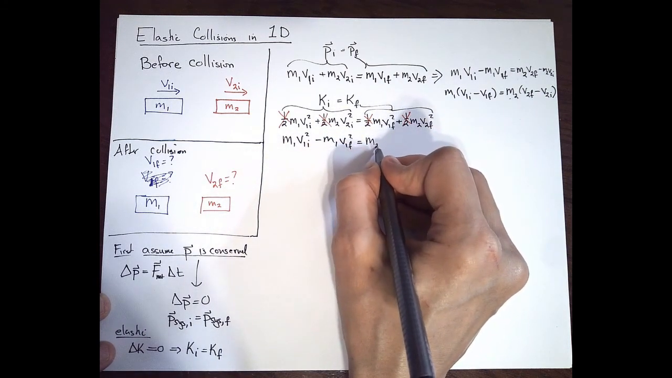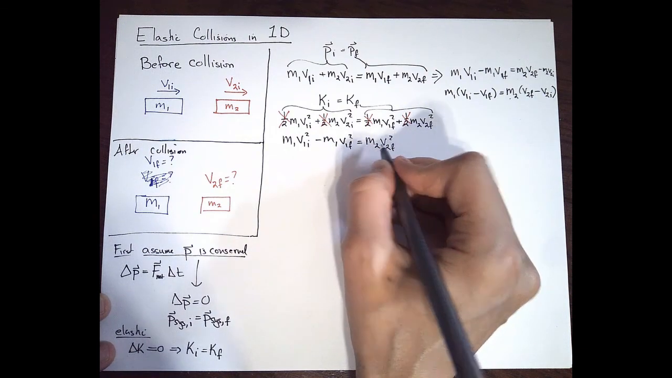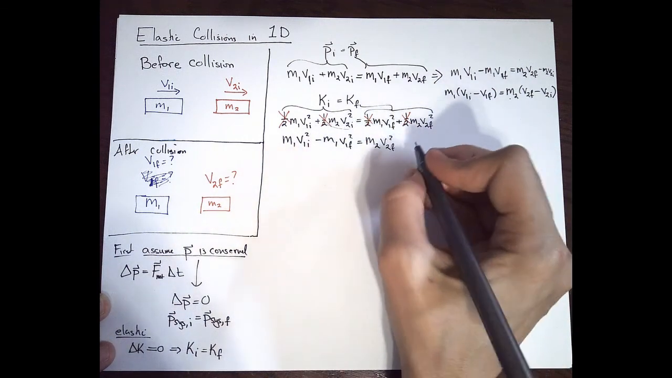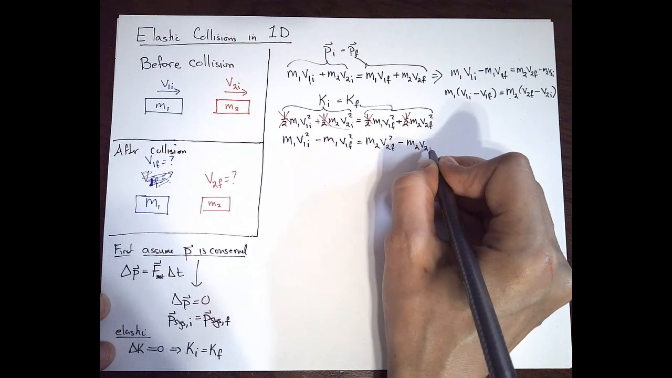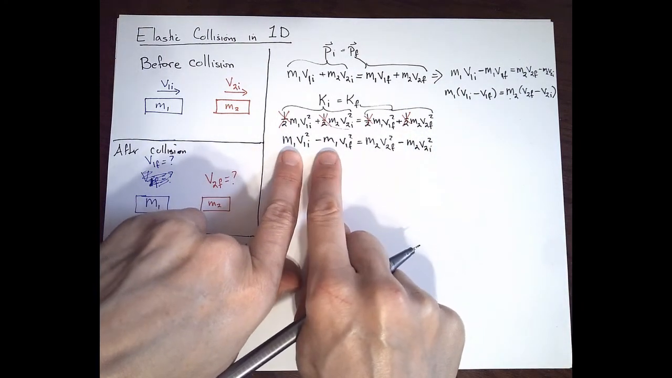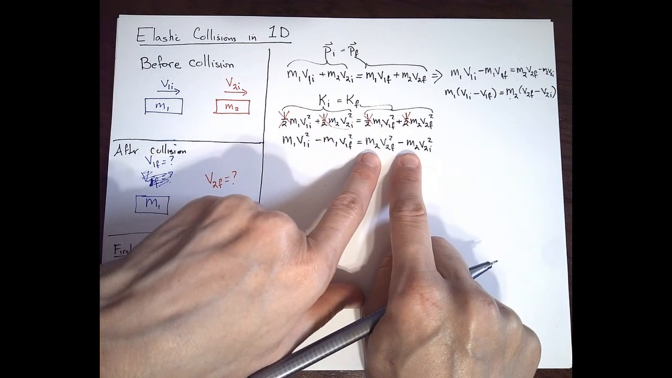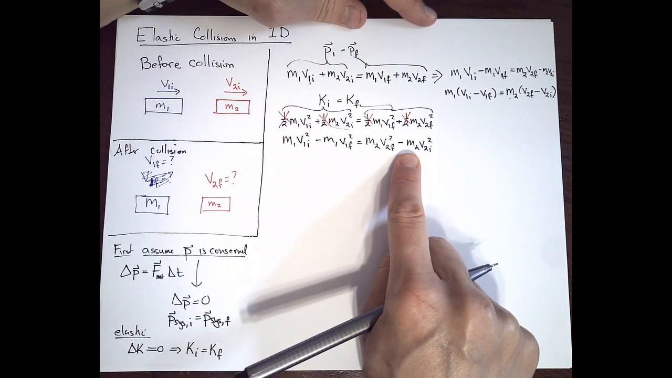So I've got mass 2 v2f squared. This term, I'll just move it right here. This term is over on the wrong side, so I'll need to subtract it. So minus m2 v2I squared. All right, so now I've got mass 1 stuff on this side of the equation, mass 2 stuff on this side of the equation. And why did I do that?